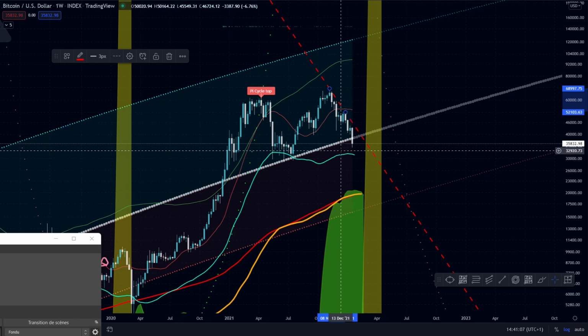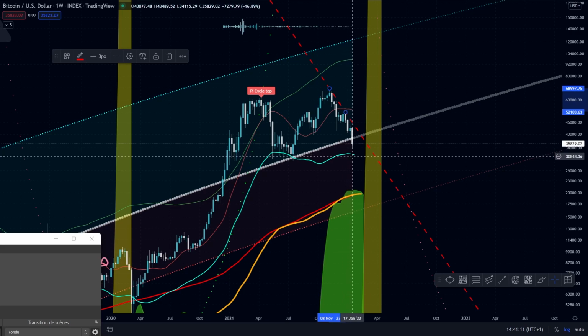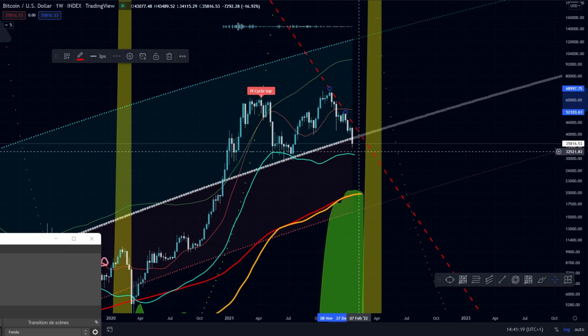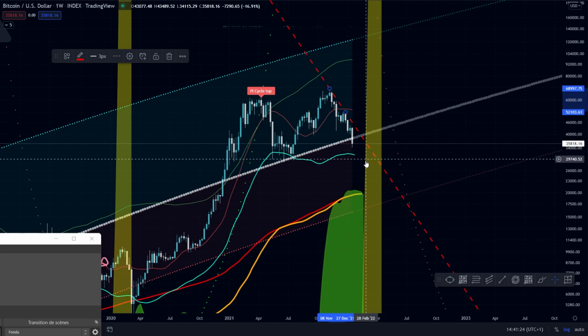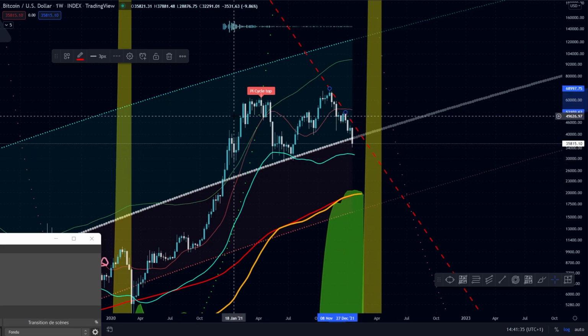Okay, so we know that this is the first area of strong resistance, and it's pretty far away from this area. So I guess that if we touch it, we should have a bounce from it before going lower. That's all for Bitcoin. This is my call. I hope it's clear. If it's not, please leave me some comments and I will try to answer.